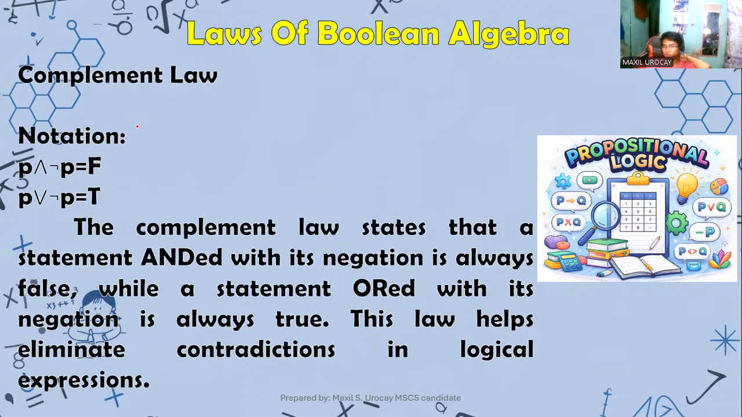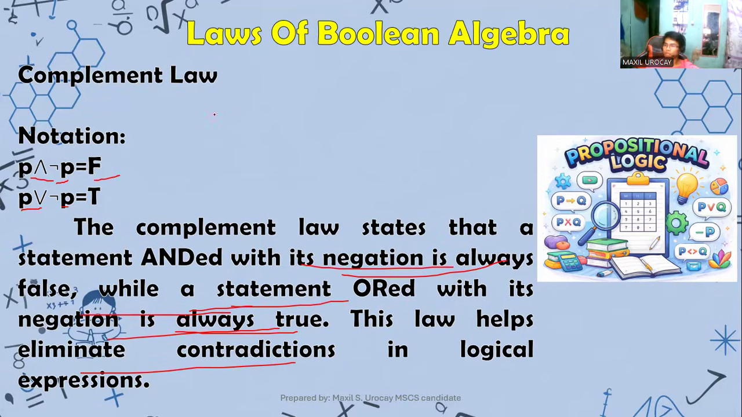Now, we also do have the complement law. For complement law, we have the P and multiply with not P is equal to false. And P plus with not P equals to true. The complement law states that the statement and with its negation is always false, while a statement or with its negation is always true. This law helps eliminate contradiction in logical expressions.